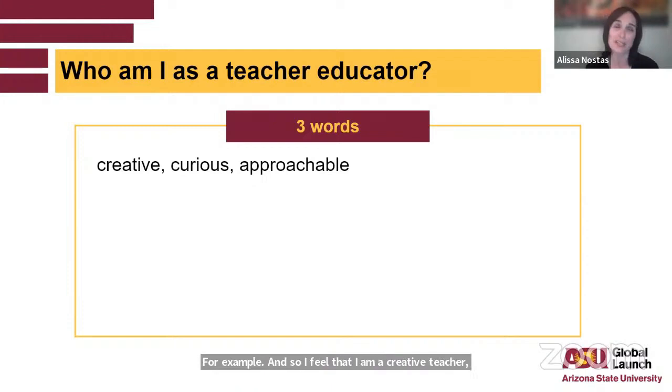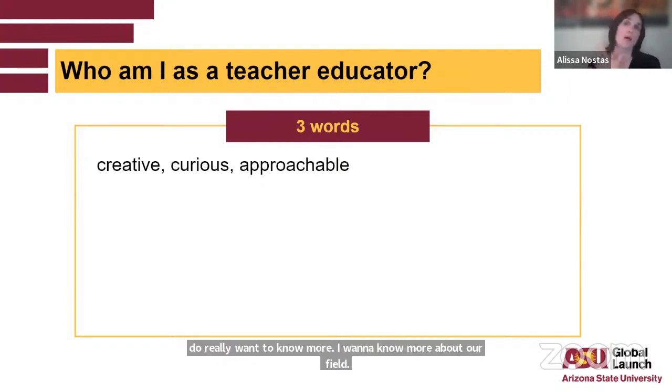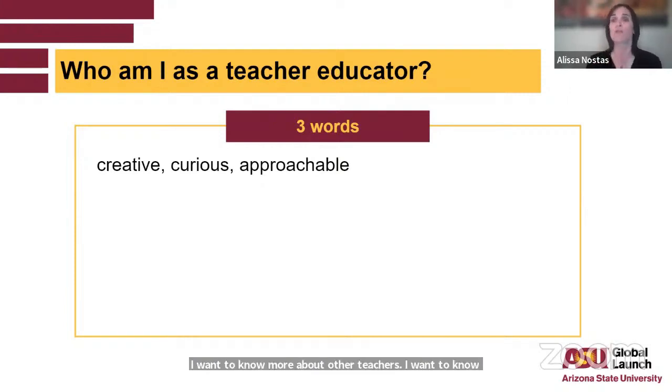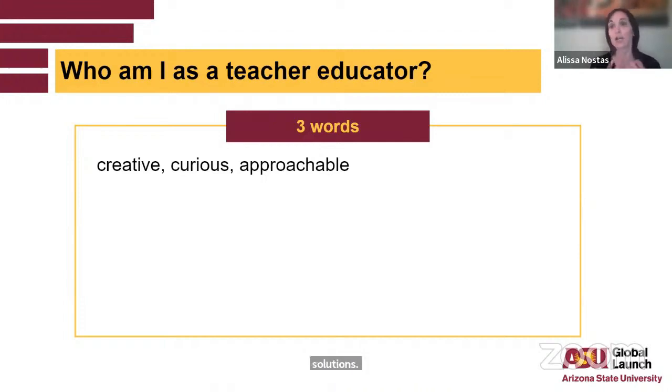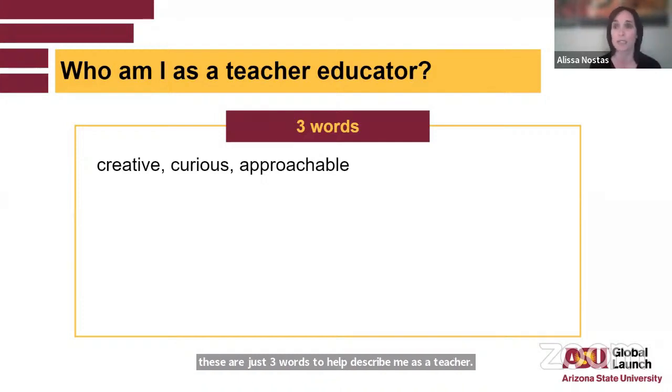I'm also curious. I do really want to know more. I want to know more about our field. I want to know more about other teachers. I want to know more about other contexts, because I think all of that can make me a better teacher educator. And I also think that I'm approachable, that I feel that teachers can come to me and talk to me, and we can discuss issues and collaborate to come up with solutions. So these are just 3 words to help describe me as a teacher educator. And I hope you can understand better who I am as a teacher educator, even just through these 3 words.